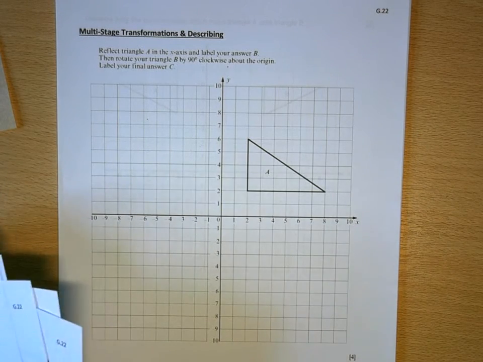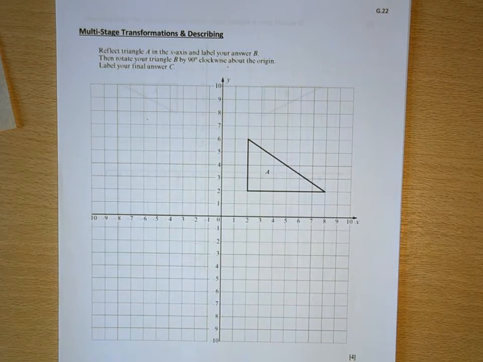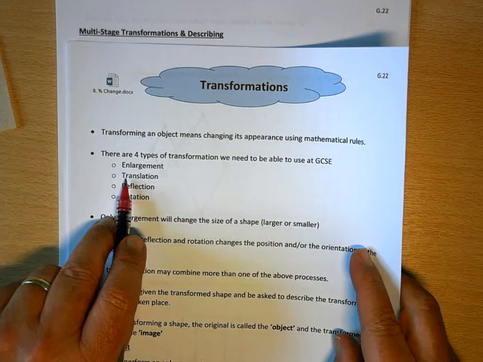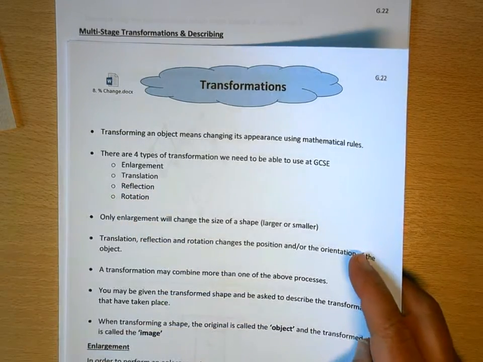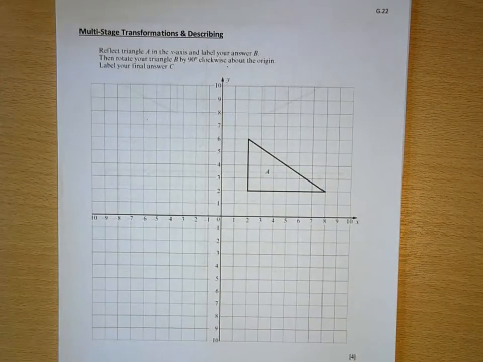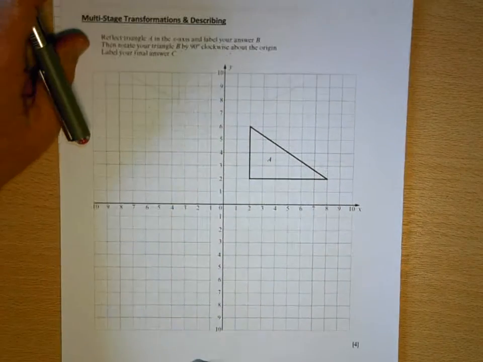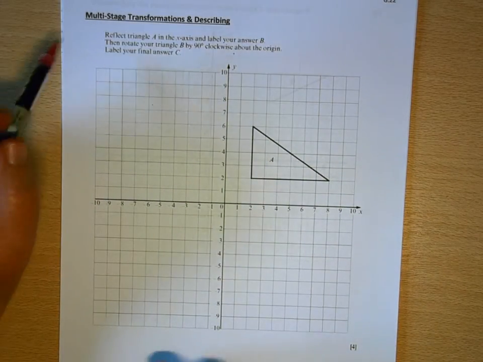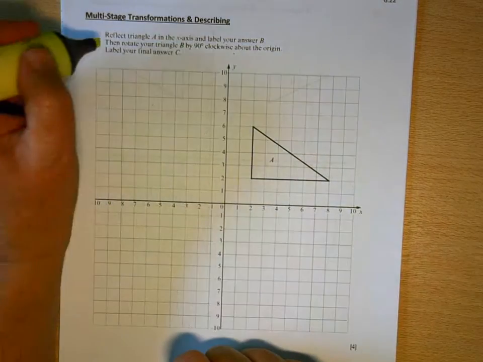So if I just go back to the front page, we can enlarge, we can translate, we can reflect, we can rotate. So what else can they throw at you? Well, they could ask you to do more than one thing. So here, first of all, they want us to reflect the triangle.